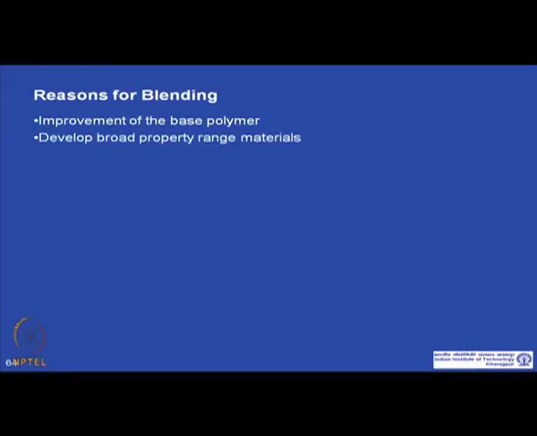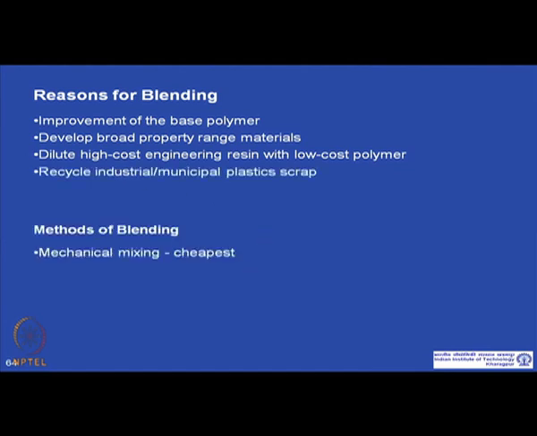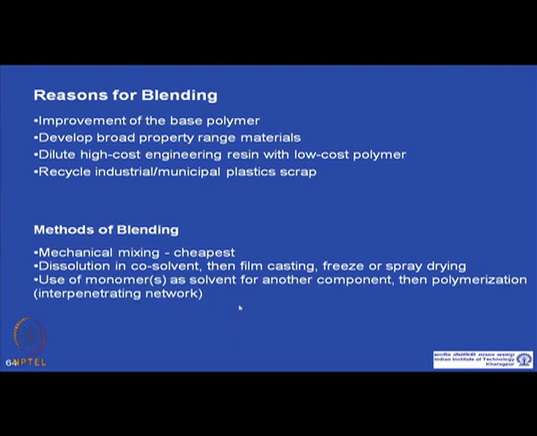Now, reasons for blending, as we have just mentioned, are improvement of the base polymer, development of a broad property range of material, dilution of high cost engineering resins, and so on. We have discussed it enough earlier. We can blend by mechanical mixing. We can do solution mixing as well. We can dissolve those two polymers in a co-solvent and then form a film after that, and we can make an interpenetrating network by dissolving one polymer in another monomer and then polymerizing the monomer to make a polymer, which will make this an interpenetrating network.